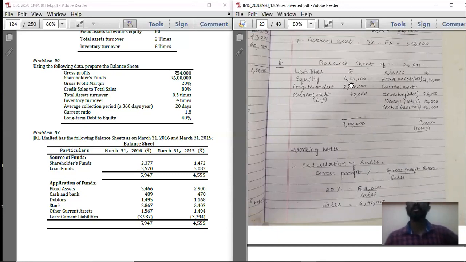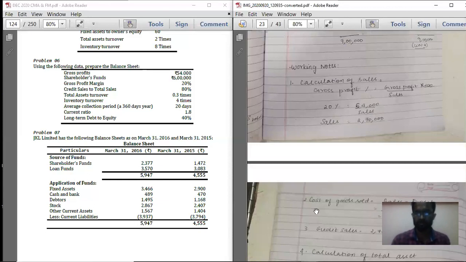So equity and long-term debt is 8,40,000. Total liability is 9 lakh. So total liability 9 lakh minus 8,40,000, the remaining 60,000 is the balancing figure, that is current debt. So below that long-term debt, put current debt, that is current liabilities, within bracket balancing figure. In the amount column put 60,000. So we have calculated the entire liability side, whereas we should calculate all the assets now.